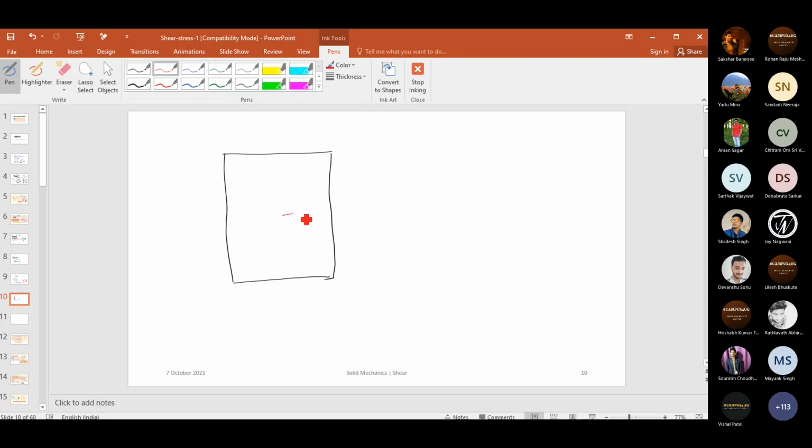Anyway, this is Z and this is Y. Let's say the width of the beam is B, and the CG is at the middle, so this is H by 2, and this is H by 2. Okay, up to this we are fine. Now again I will draw the same thing.